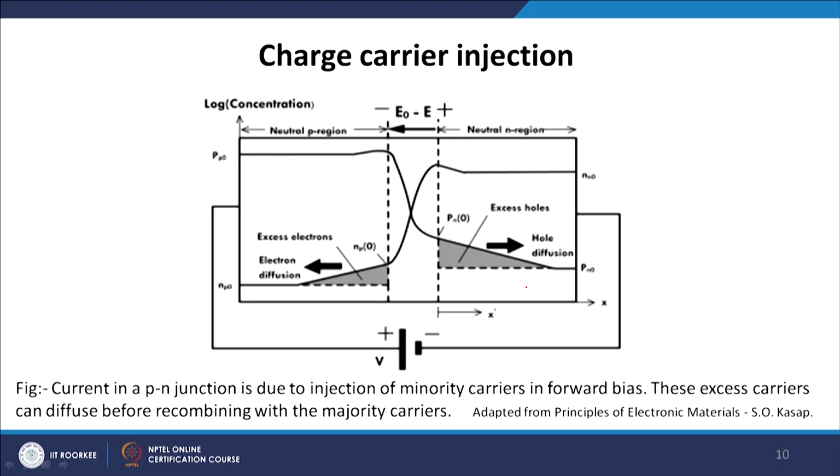In this diagram, we are showing the charge carrier injection. As you can see here, the current in a PN junction is due to the injection of minority carriers in forward bias. These excess carriers can diffuse before they recombine with the majority carriers. Now, once I apply the forward bias, that means I have connected the P side to the positive side of the battery and the N side to the negative side of the battery, and I know that in the N side, electrons are the majority carriers. So, here electrons are the majority carriers and here holes are the majority carriers.